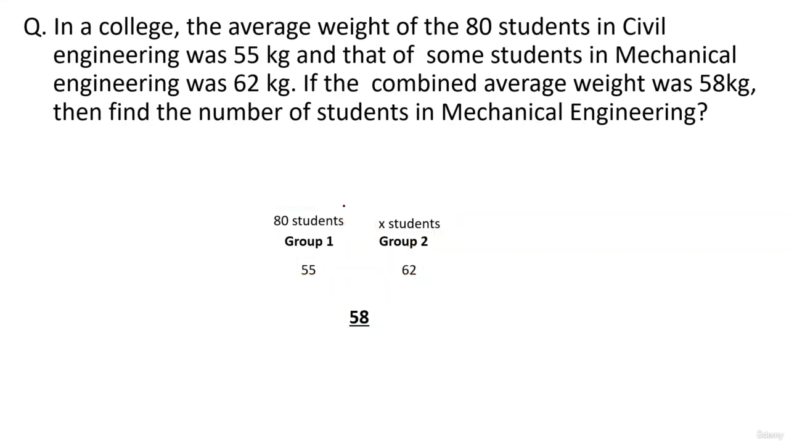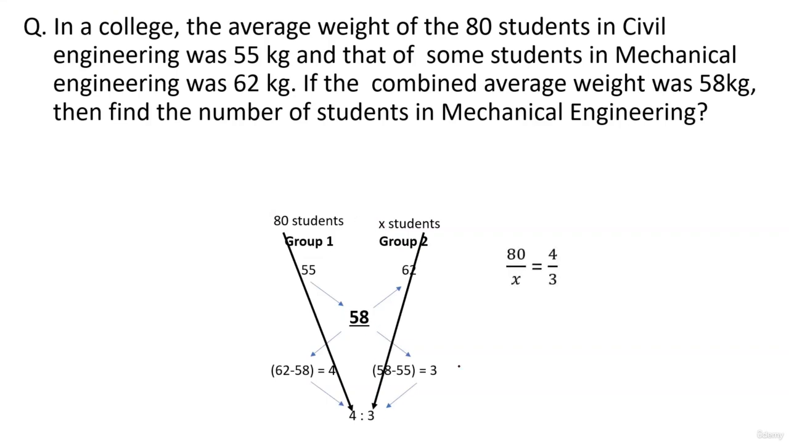Let's see how we quickly apply alligation here. We take the difference of 62 and 58, and of 55 and 58. It is 4:3. So 80 upon x will be equal to 4:3 again. 80 corresponds to 4, and x corresponds to 3. You can cross multiply: x is equal to 60. So with that we solve one more question based on this.